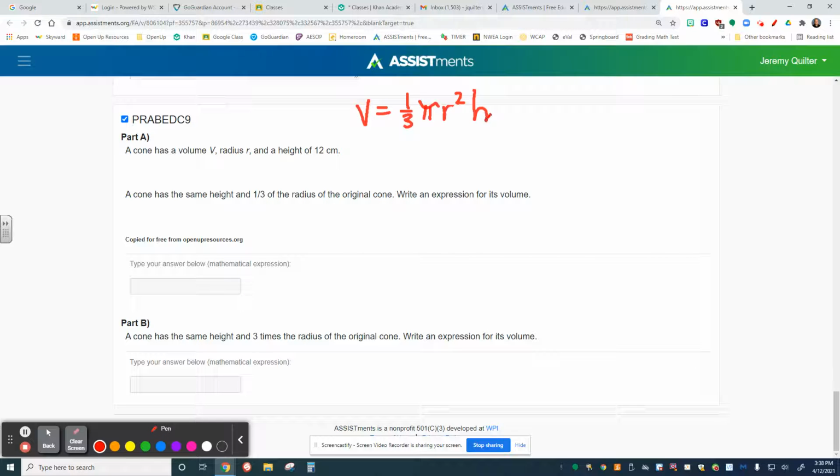So we have the area of the base, pi r squared, and then we have the height. We want to multiply by 1/3 because that's where we're at. It's 1/3 the size of a cylinder, the same values. What we know about this cone is that the volume is V.